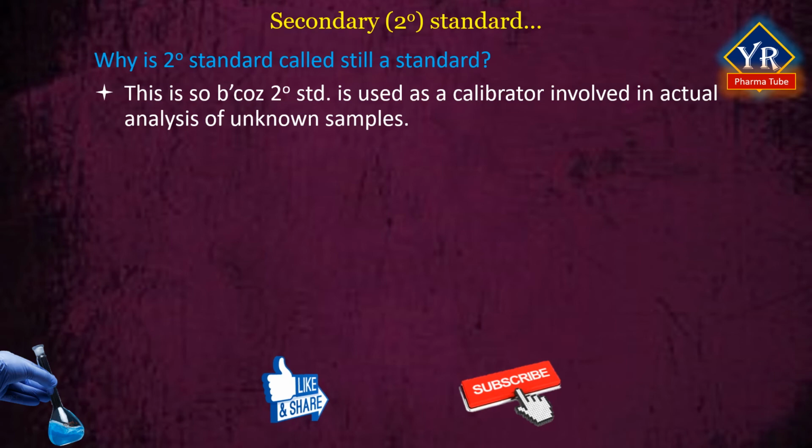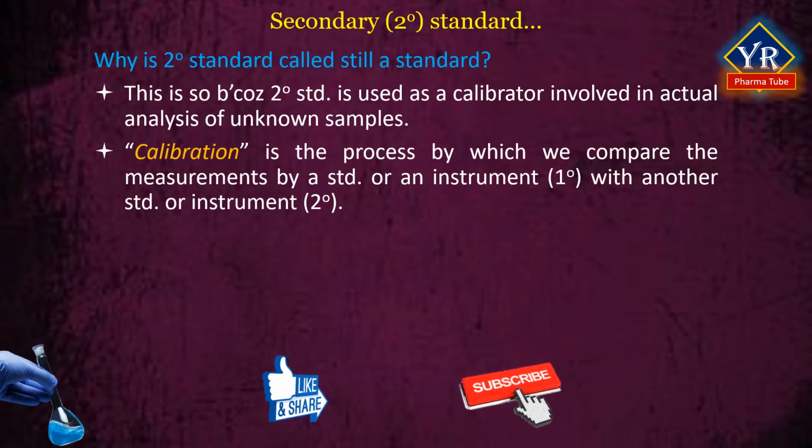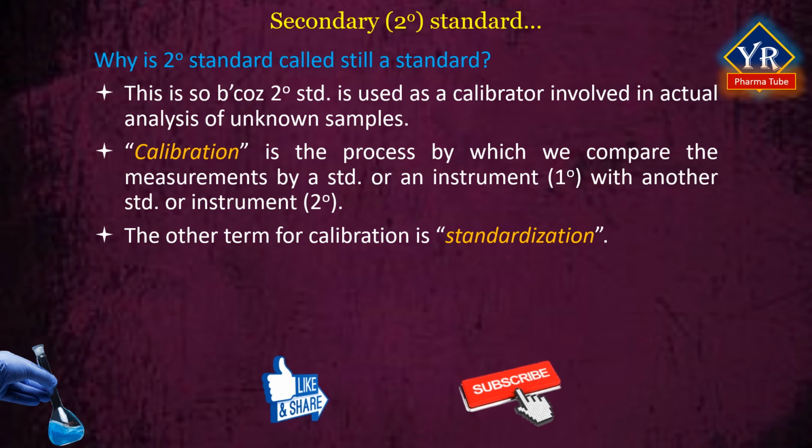This is so because a secondary standard is used as a calibrator by smaller laboratories involved in actual analysis of unknown samples. Calibration is the process by which we compare the measurements by a standard or an instrument with another standard or instrument. By doing so, we try to eliminate any variation or difference in measurement by the secondary standard or an instrument. The other term for calibration is standardization.